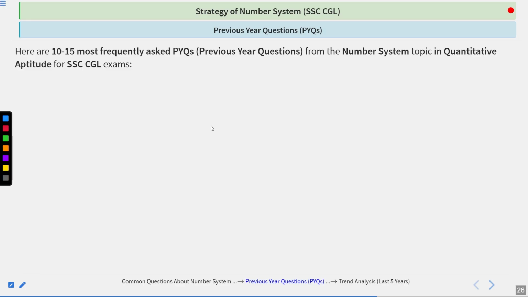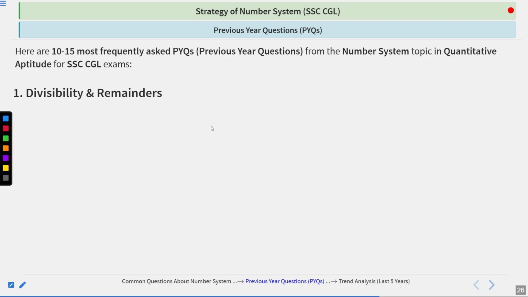Now we will see some previous year example questions which are asked related to these topics which we discussed previously. So here are 10 or 15 most frequently asked PYQs, previous year questions, from the number system topic in quantitative aptitude for the SSC CGL exam.